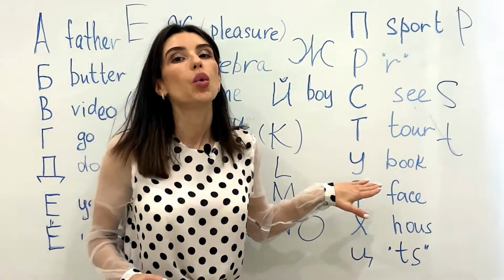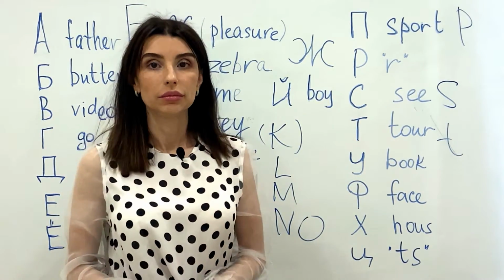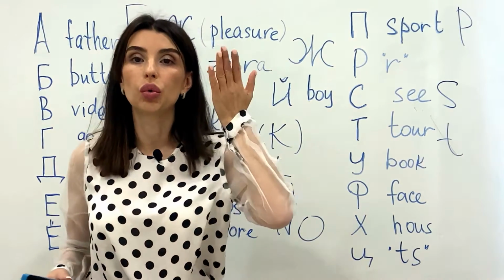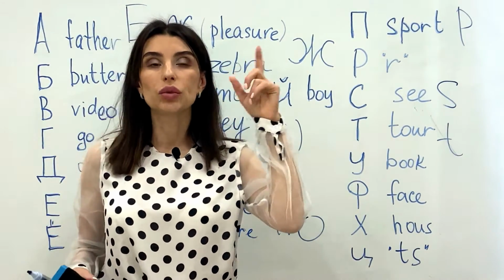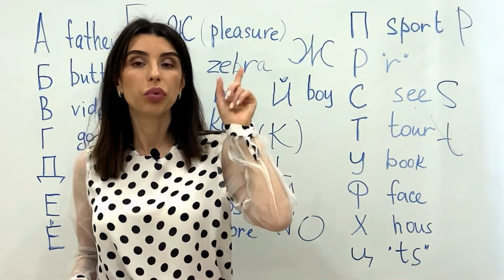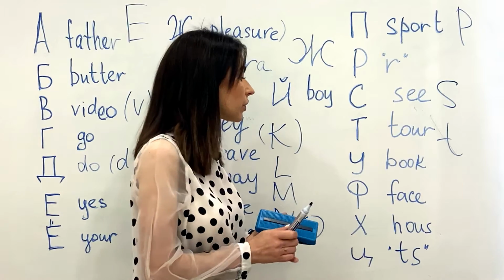The letter U, like in book. Can you hear book? After the B, you can hear the U sound. U, book, like U. Okay.